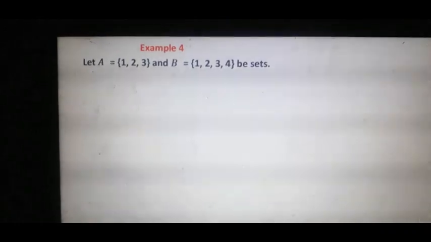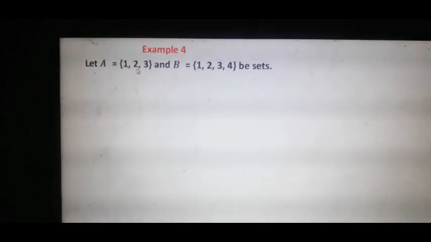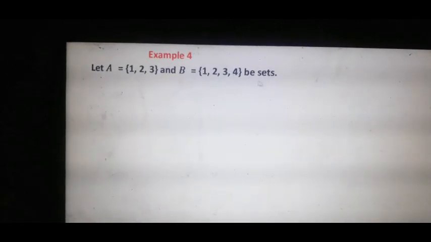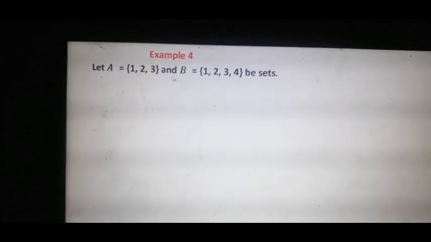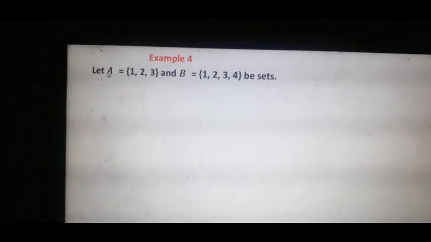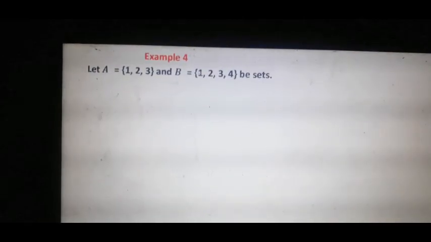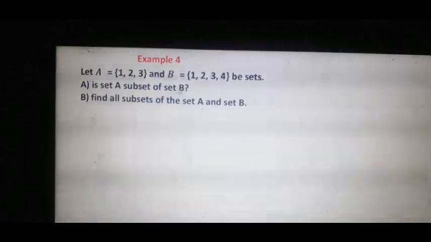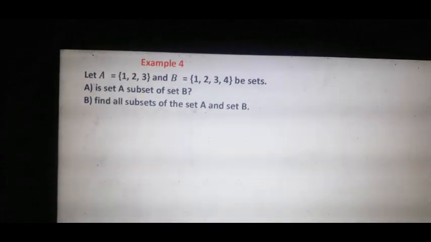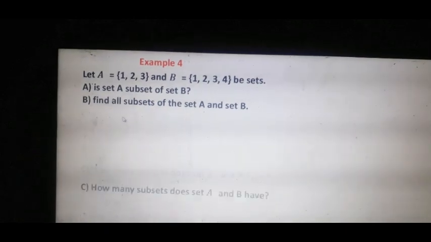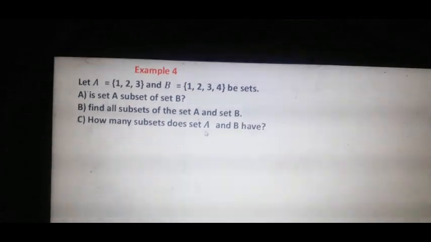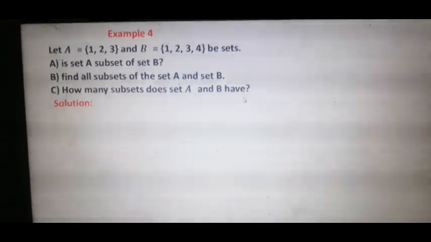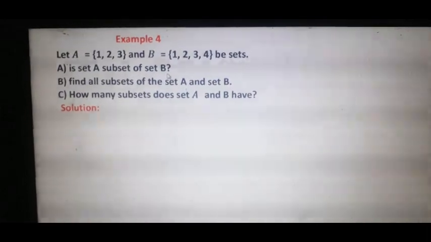Fakkeenyaaf let A be a set containing the elements 1, 2, 3 and B be 1, 2, 3, 4. Set B contains all elements of A. Miseensa tuuta A kana hunda B of keessatti hammate. Kanaafiyyuu is set A a subset of set B? Find all subsets of the set A and the set B. How many subsets do set A and set B have? So to answer this, is A a subset of set B?